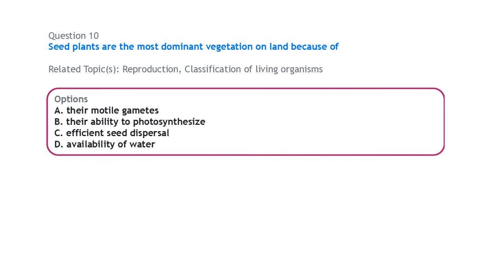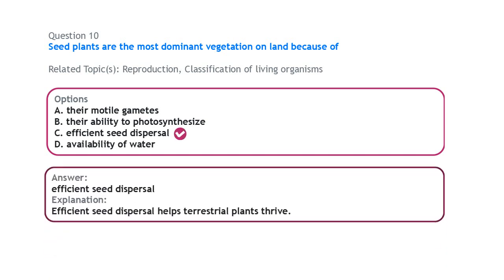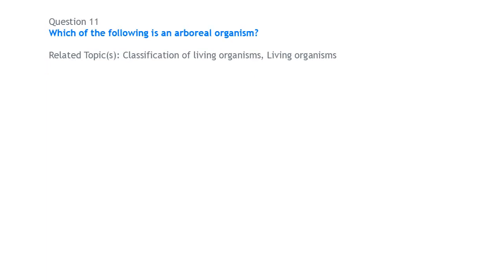Next, on reproduction, seed plants are the most dominant vegetation on land because of efficient seed dispersal. Okay, efficient seed dispersal. This could be due to wind or due to some organisms feeding on the fruit of those plants. So they help in dispersing the seed of that plant, and the growth of new plants contributes to the growth of vegetation.